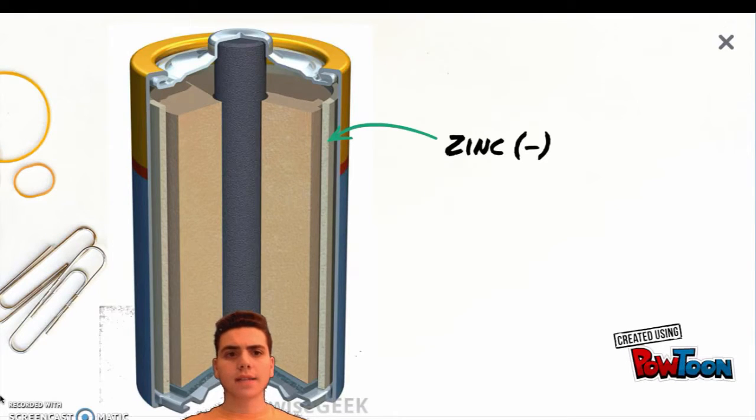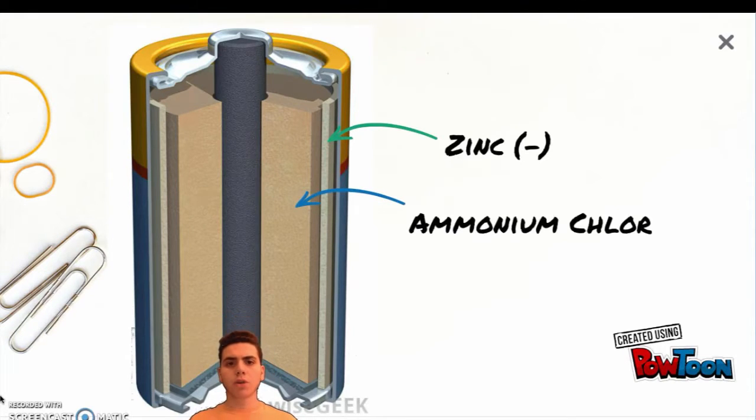In the dry cell, zinc is the anode. Ammonium chloride paste acts as an electrolyte. The graphite core is the cathode.